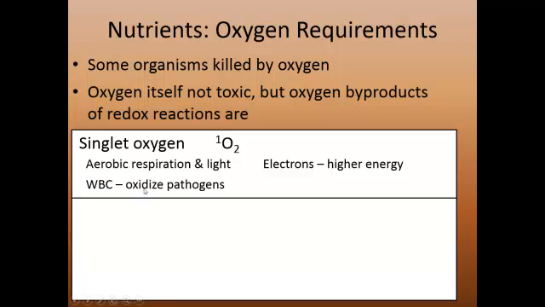Your white blood cells oxidize pathogens by producing singlet oxygen. So they engulf the pathogen through endocytosis, through phagocytosis, and then they expose the pathogens to singlet oxygen in high concentrations, and they die. How do your cells prevent themselves from being killed by singlet oxygen?